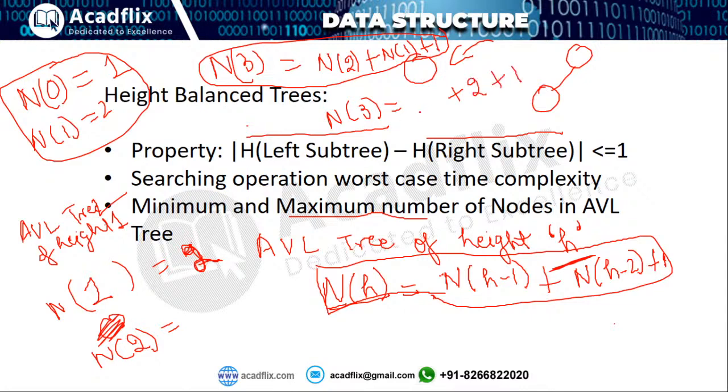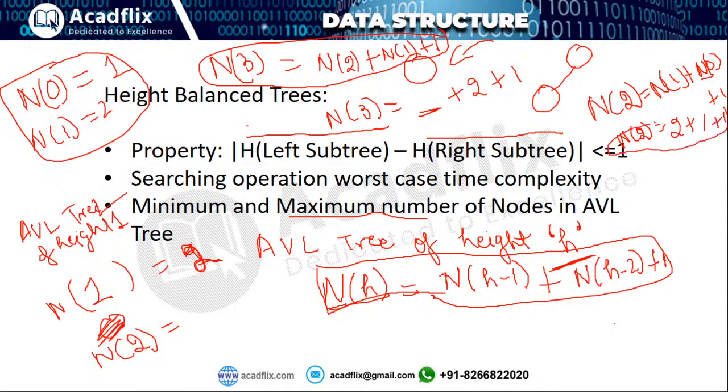So how will I find n of 2? I can find n of 2 by using the same recurrence relation. n of 2 would be n of 1 plus n of 0 plus 1. So n of 1 is 2, plus n of 0 is 1, plus 1. So 2 plus 1 plus 1 is equal to 4. I put n of 2 in the formula and get n of 3, which is 7. So the minimum number of nodes in an AVL tree of height 3 is 7.